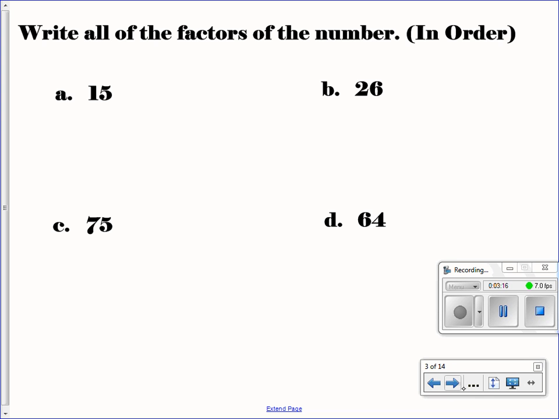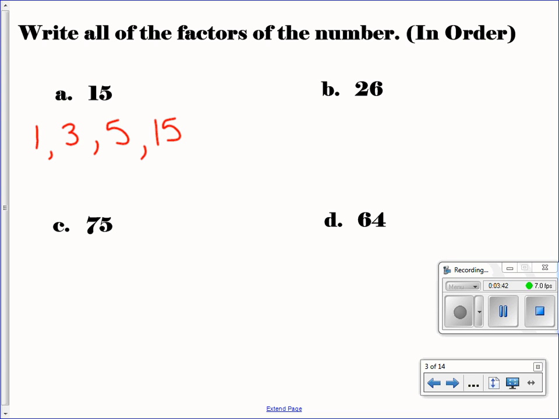So I'm going to start with 1, and then since they have to be in order, I'm going to list them like such. 3 times 5. Any other factors for 15? No. Got 15 right here. So our factors for 15 are 1, 3, 5, and 15.